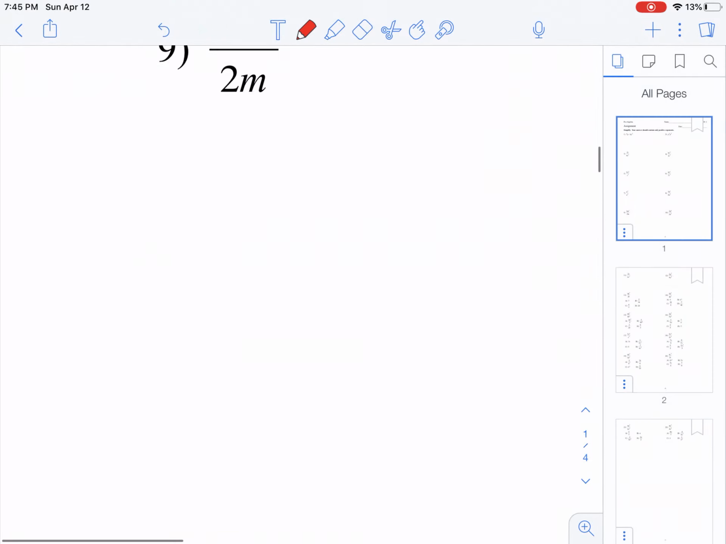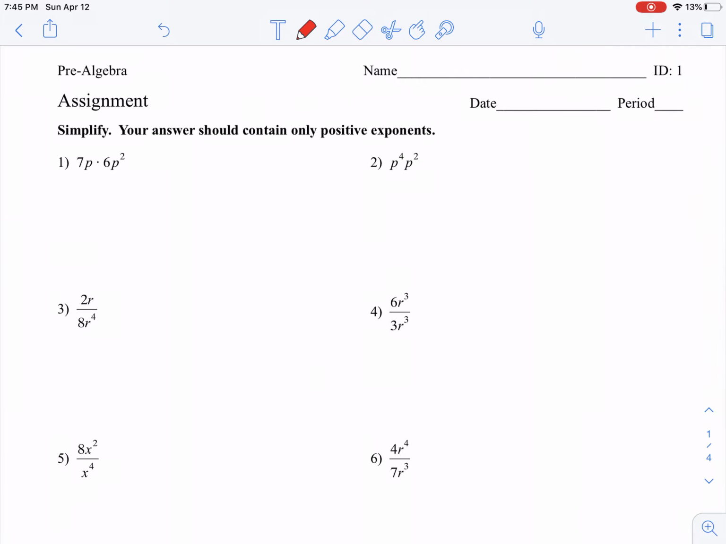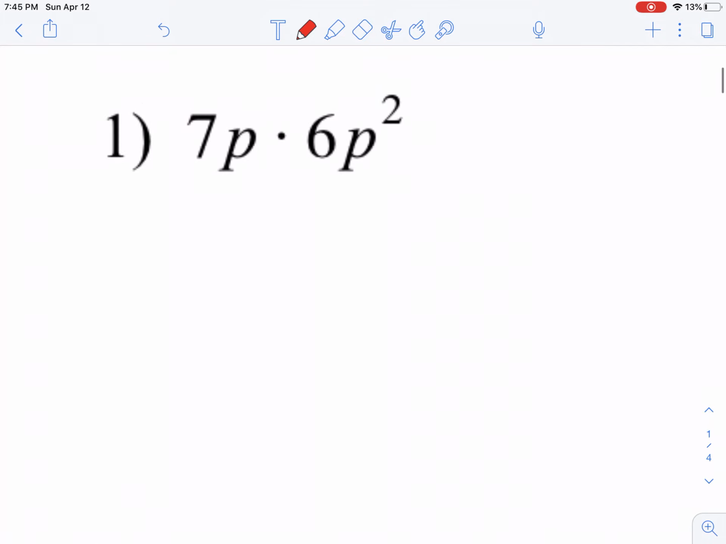Hello and welcome to today's e-learning assignment. We will be looking at the quotient rule today, but before we get to that, we'll take a review and look at what we learned yesterday and see how that applies to the quotient rule. Last week we looked at the product rule.